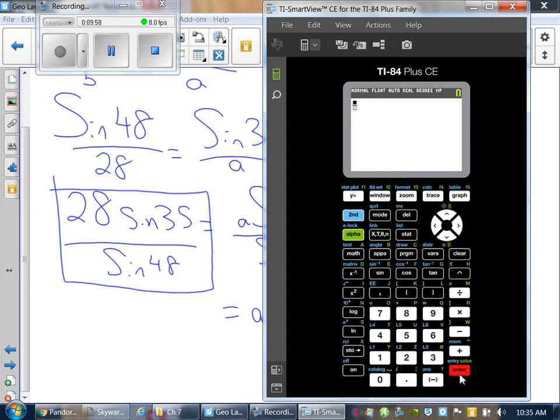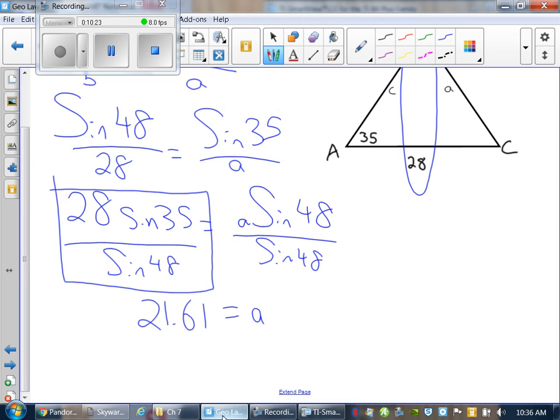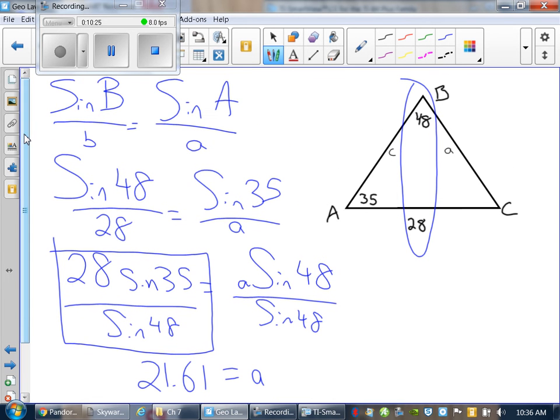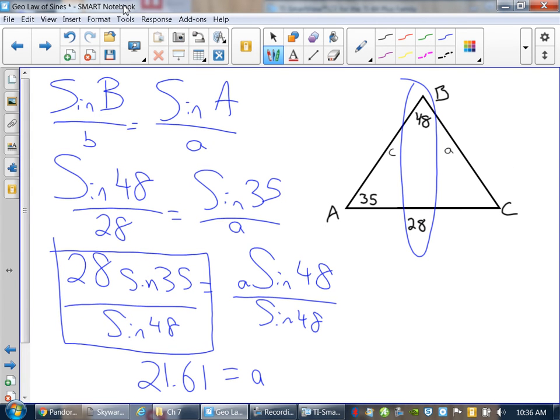So all you have to do is this. Put that in there exactly the way you see it. 28 sine 35 over sine 48, and hit enter. And that gives you the value of little a. That's the side opposite, okay? So you get 21.61. And now I go back, guys. Now I have this one at 21.61.